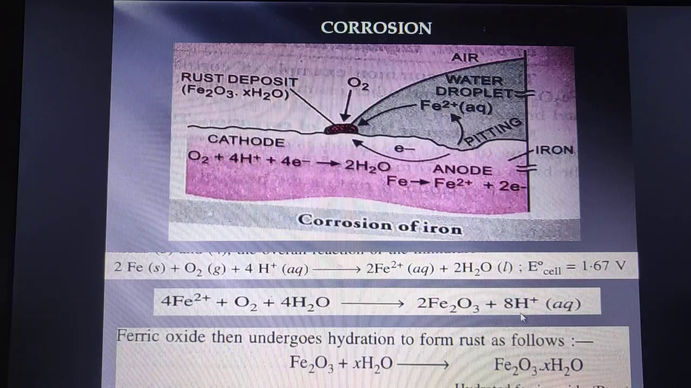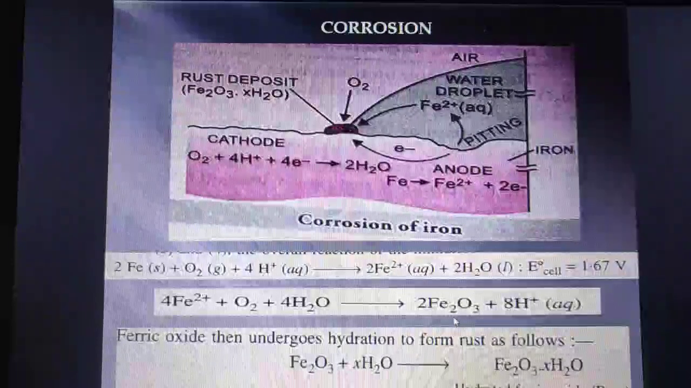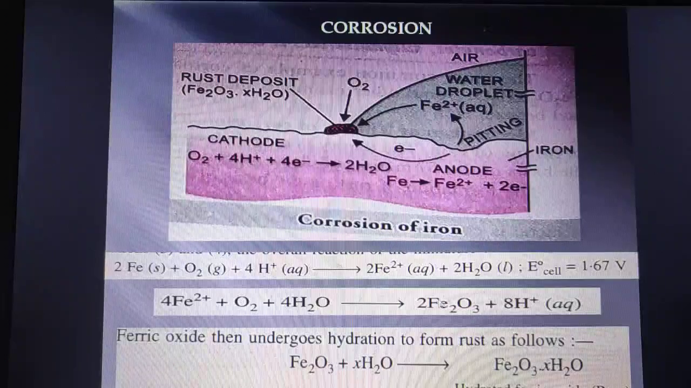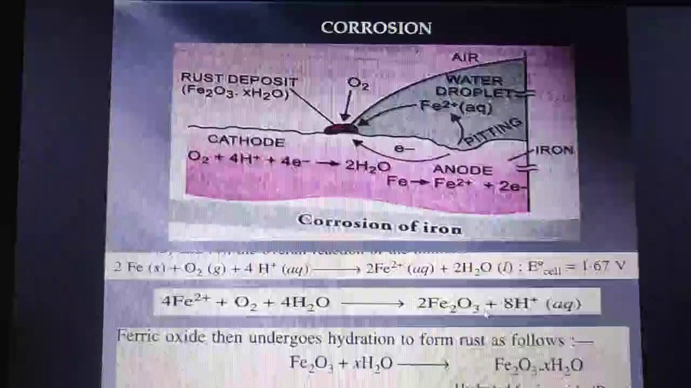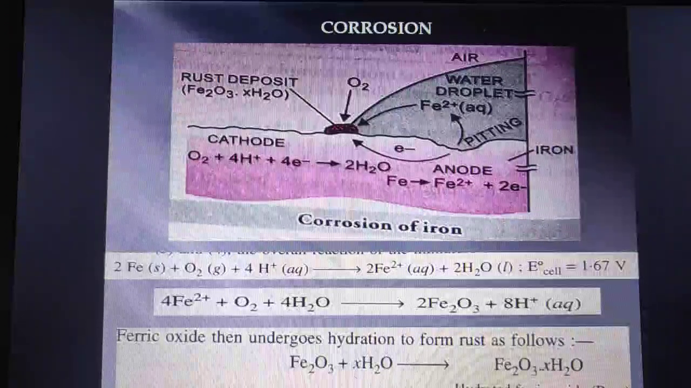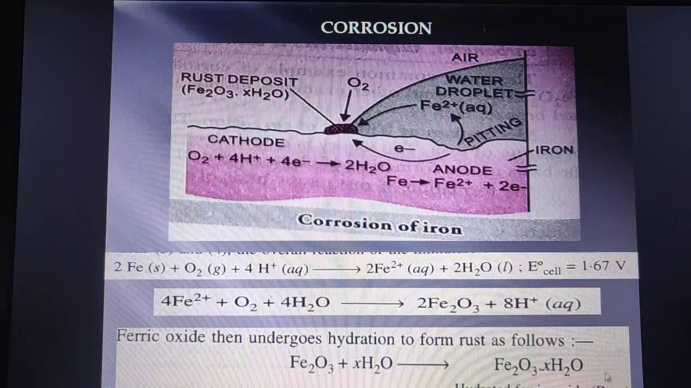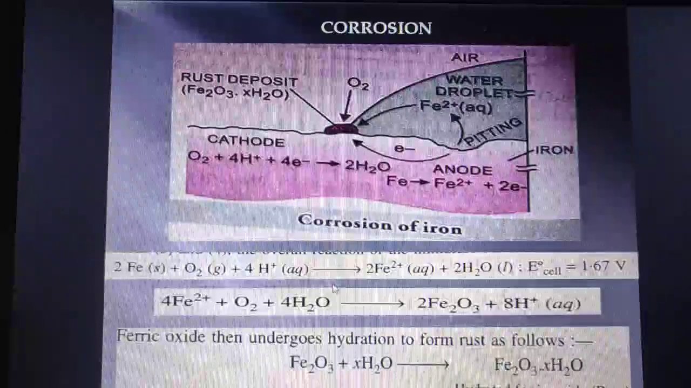Now, the ferrous ion formed reacts with oxygen in the air and water, forming Fe2O3, ferroferric oxide. This again combines with water, which is taken as water of hydration, to form hydrated ferric oxide, which is known as rust. This is the process by which corrosion occurs.